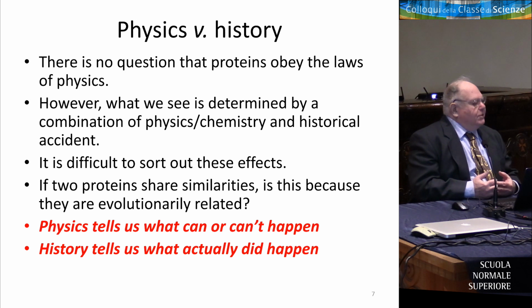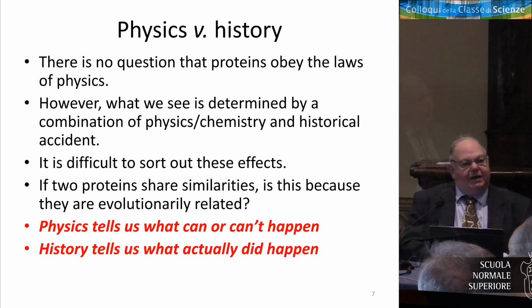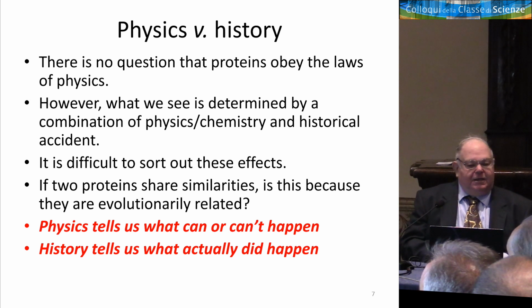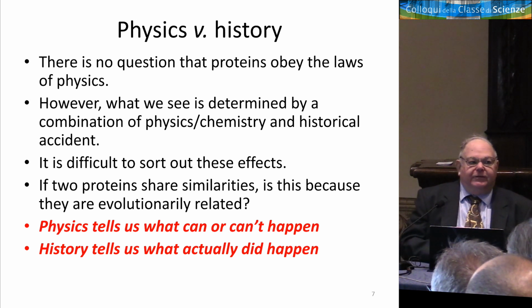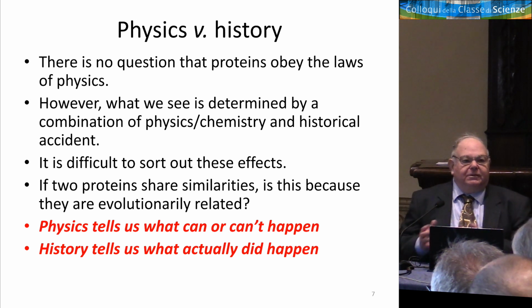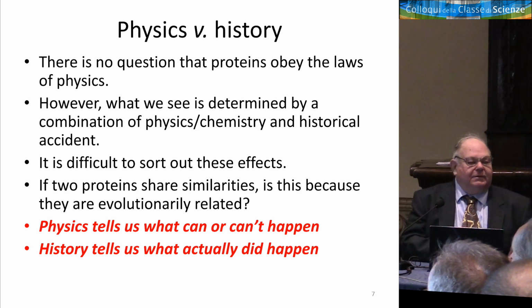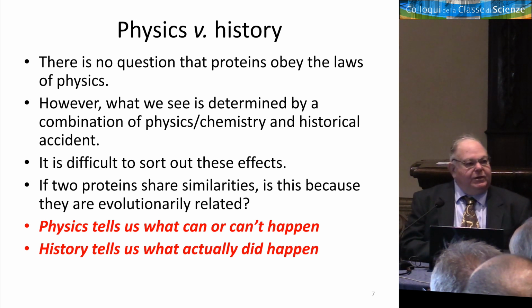Indeed, there is no question that proteins obey the laws of physics. But what we see in cells is a combination of physics and basically historical accident. And it can be very difficult to sort out what's being governed by the physics and what isn't necessarily true but is simply history. So if we see two proteins that share similarities, why is this?